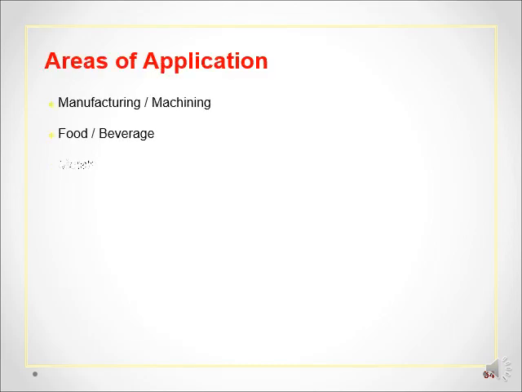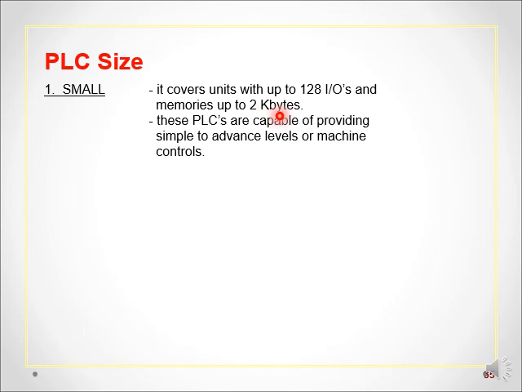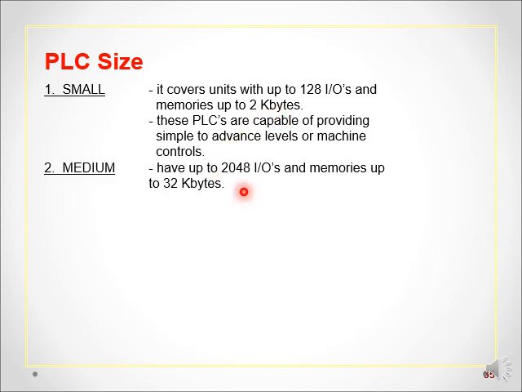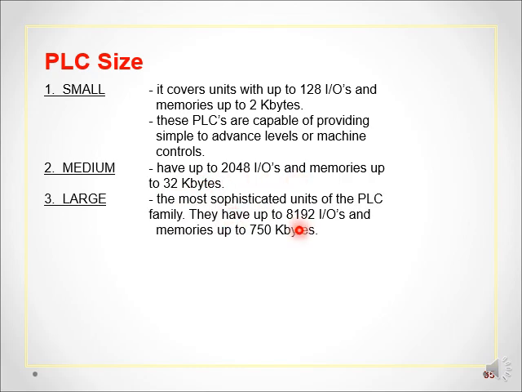Okay, where are the areas of application? You can see manufacturing, food and beverage, oil and gas, and other places where PLCs are used. PLC size is defined by the memory size or input-output size. When you have only 128 IOs and 2 kilobytes of memory, this is considered a small PLC. Mid-range PLCs are 2048 IOs and 32 kilobytes, whereas a large one can go up to 8000 IOs and 750 kilobytes of memory.